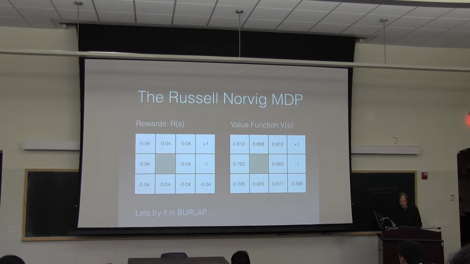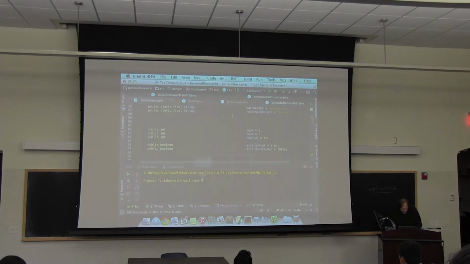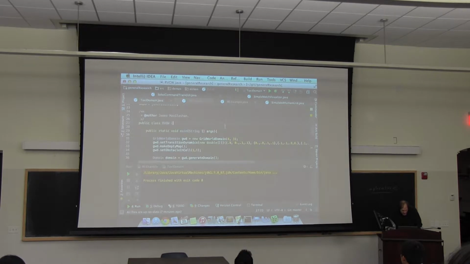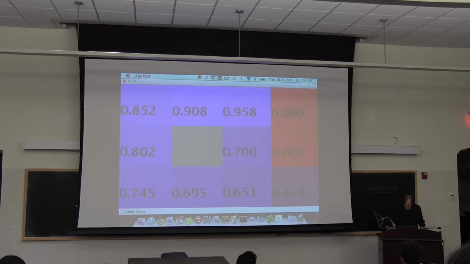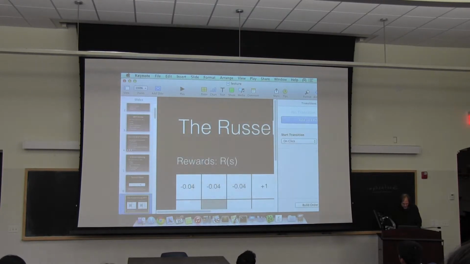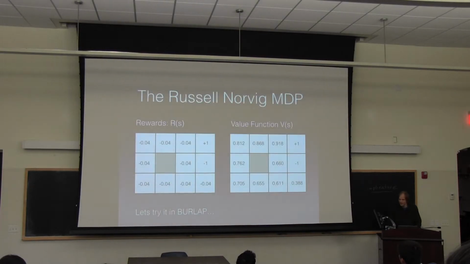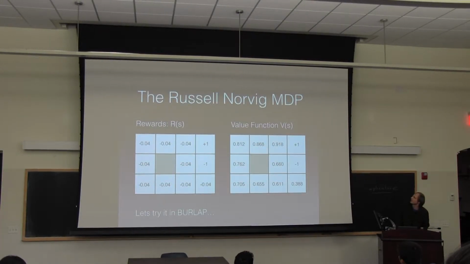So on the right here, we have what the value function they say it is. So we can take BURLAP, and we can run this. There we go. We can have it run value iteration just like them and see what we get. And so if you look at this versus this, I can't really switch back easily because of the resolution. These numbers don't match up.